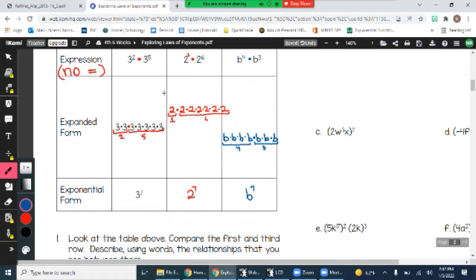There's 3 different ways of getting that exponent of 7. So look at it. Compare the very first row with the very last row. Ignore what's in the middle, because that's something that you're not really going to use. It's just helping us see what's going on here. It's helping us discover the rule. So what stayed the same? What changed?